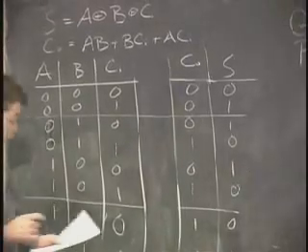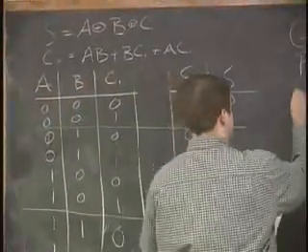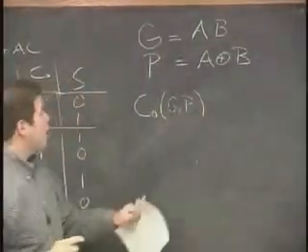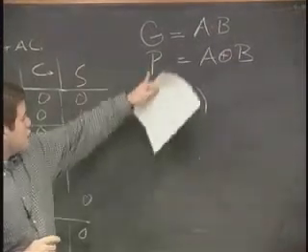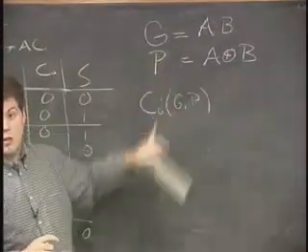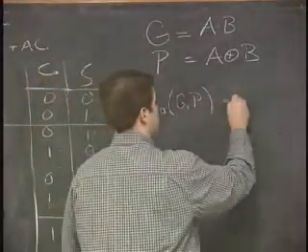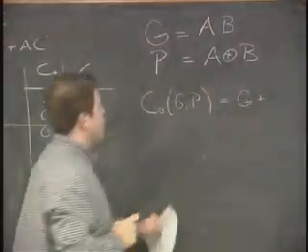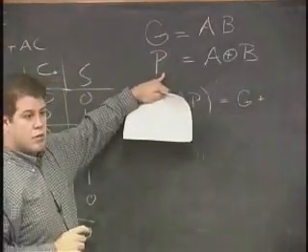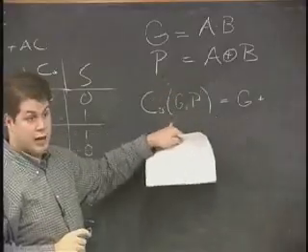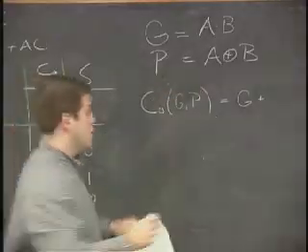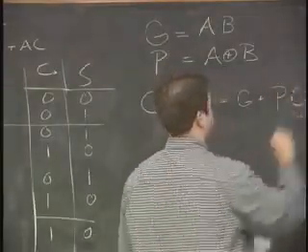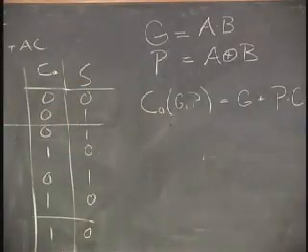Okay, so we can see that carry out as a function of G and P equals, well, if we generate, we definitely know that there's a carry out, right? So we know G. And now we know that if propagate is true and carry in is true, that carry out is true, right? Does that make sense to everybody? So we say P and Ci. All right, so that's what our carry out equals.